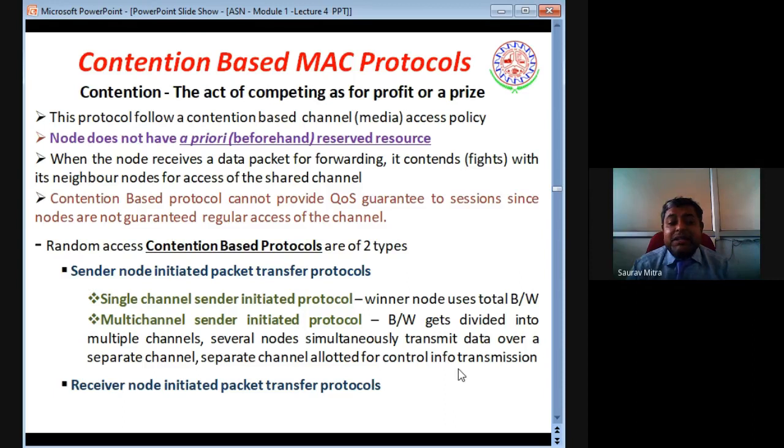What is meant by receiver node initiated packet transfer protocol? The receiver knows that it is supposed to receive data from certain transmitters. Then the receiver will book the channels so that those transmitters can send the data to the receiver. So in the first case, the sender books the path for forwarding. In the receiver node initiated protocol, the receiver books the path for packet transmission.